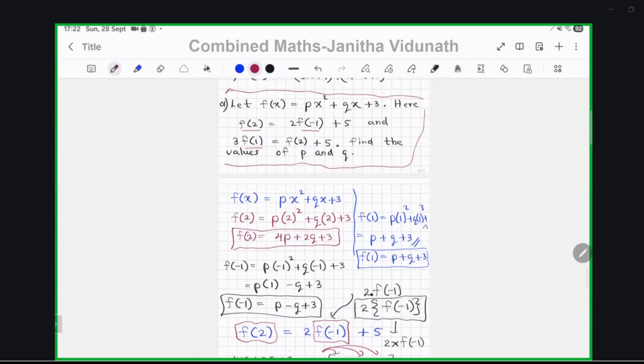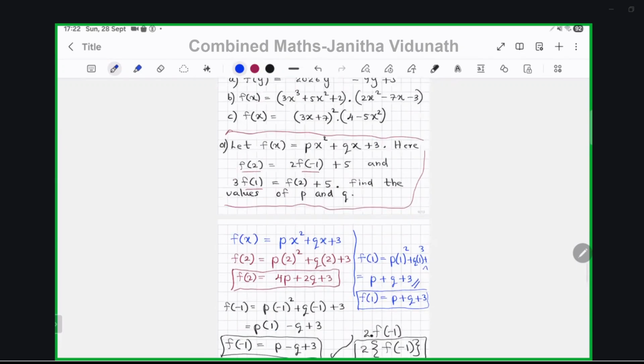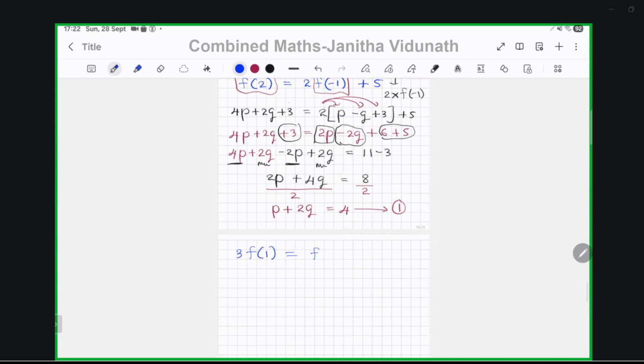Now they also give us 3 times f(1) is equal to f(2) + 5. This means 3 needs to be multiplied with the value of f(1). So this is equal to 3 times f(1). We can use any definition: simply multiply 3 with the function value of f.